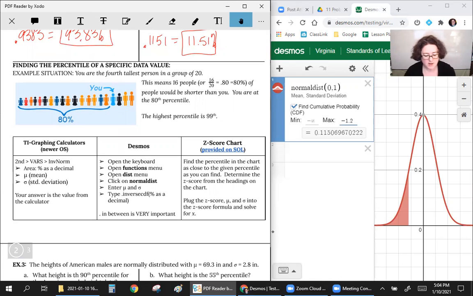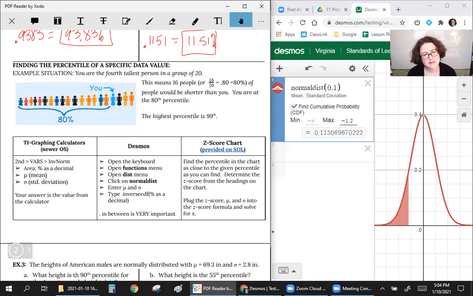So for example, if you were the 4th tallest person in a group of 20 people, that means that 16 people are shorter than you. Well, that is going to make up 80% of the people in that group. So 80% of the people are shorter than you. That means you are at the 80th percentile of height for that group.